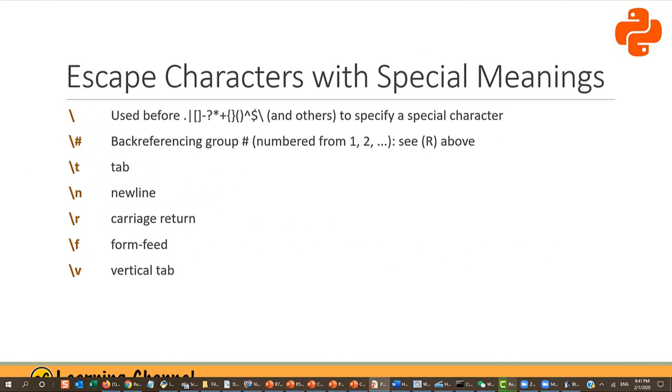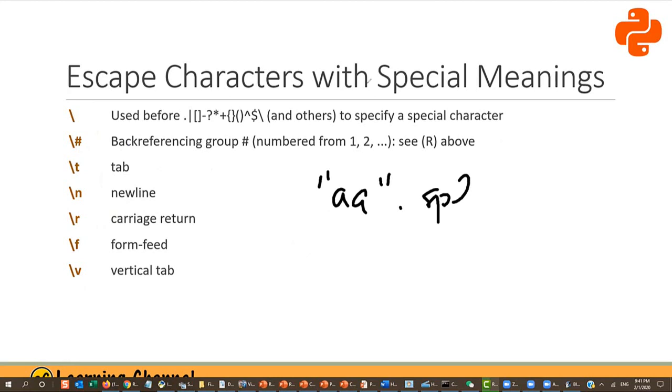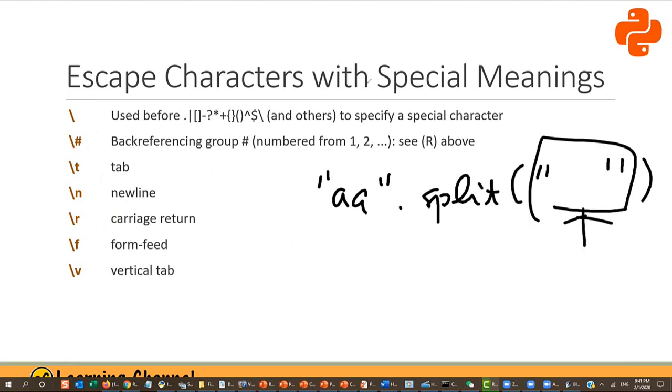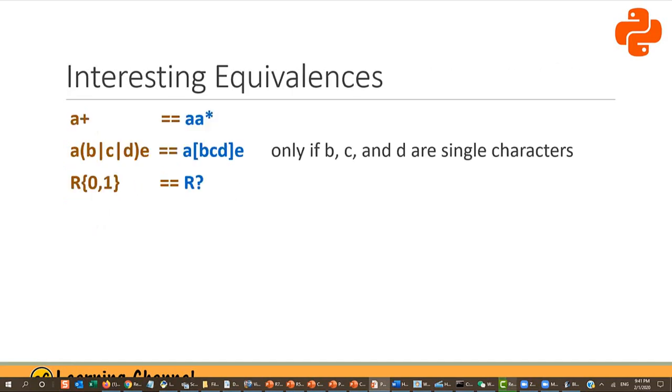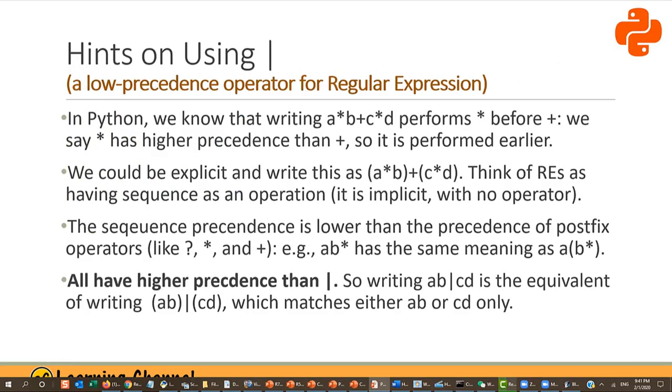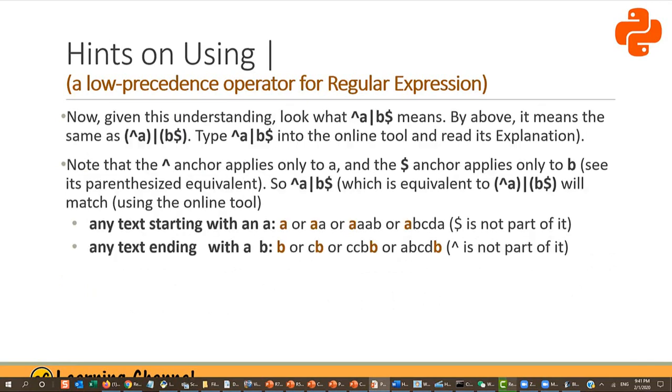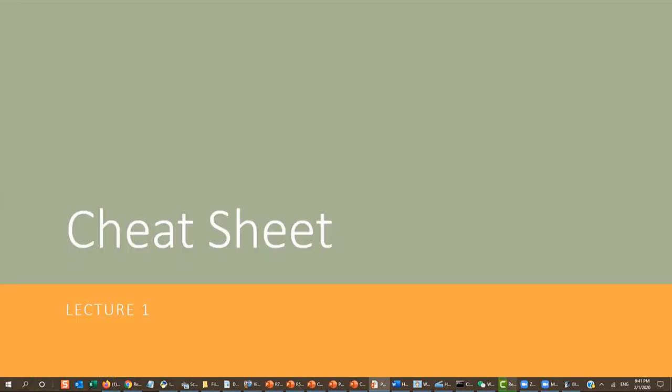In fact, in your Java language, this one here can be a regular expression. They just don't tell you that, okay? That's just something we will learn, okay? So equivalence, okay, you can do recurrence. Let's see, here is a cheat sheet.